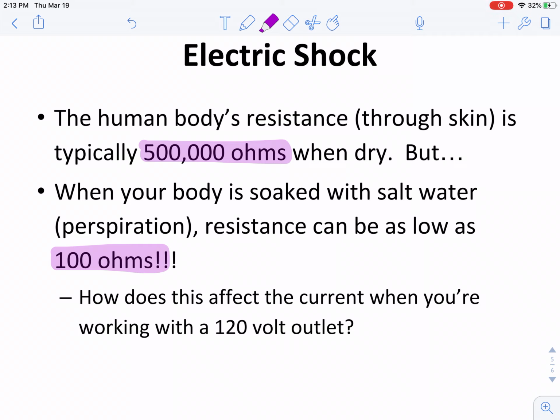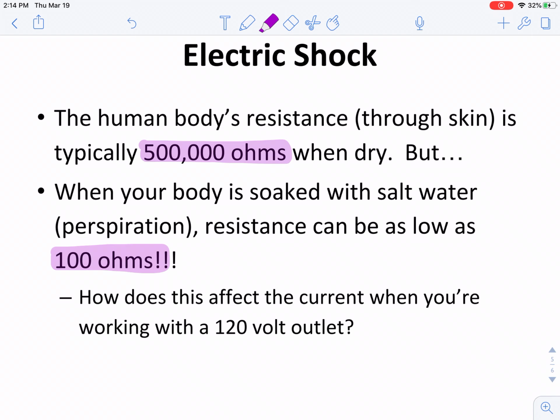Now, for those of you who remember chemistry, this should intuitively make sense. At some point throughout chemistry, you might have used a conductivity tester. And when you take salt water, salt is a substance that, when in solution, conducts electricity. Because it conducts electricity, it helps your body allow more current to run through it. So that's why the resistance decreases, because that salt water is actually helping those electrons move through your skin.